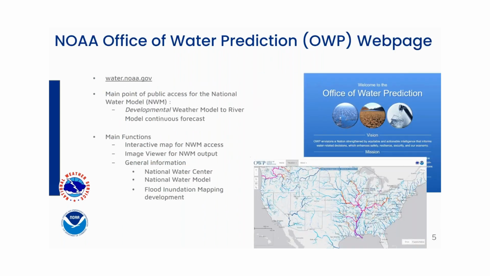Separate from AHIPS for the last 5 to 10 years, we've had the NOAA Office of Water Prediction, or OWP, webpage. And that URL is water.noaa.gov. But we've had that separate website as the home for the National Water Model. And so you would go there to get an interactive map for National Water Model access, and also to use the image viewer for National Water Model output. It also had general information about the National Water Center, the National Water Model, and some flood inundation mapping development info as well.